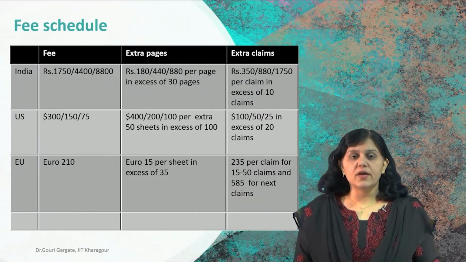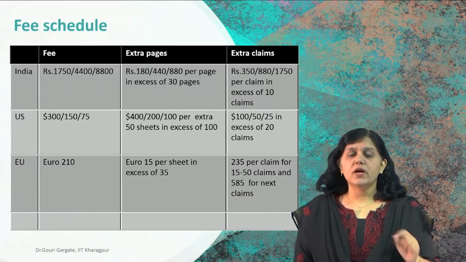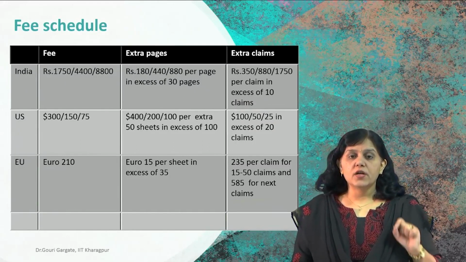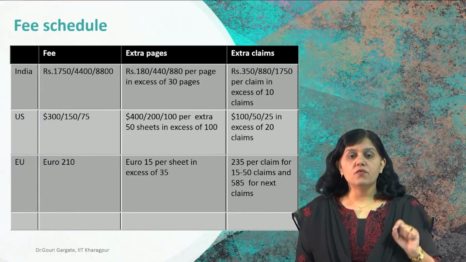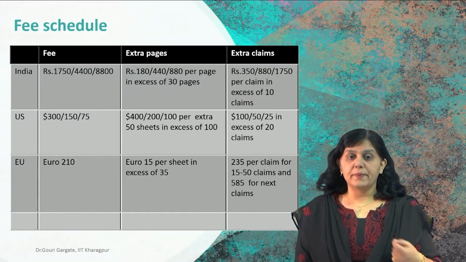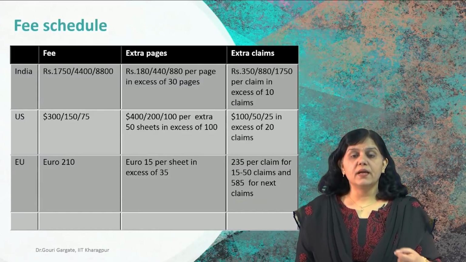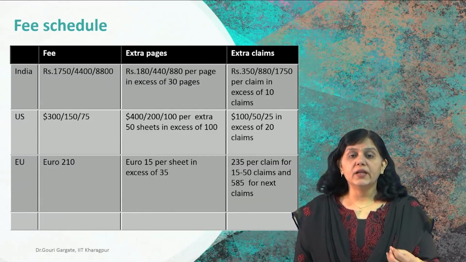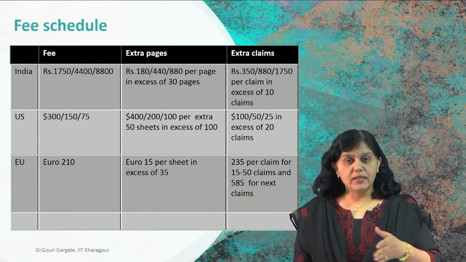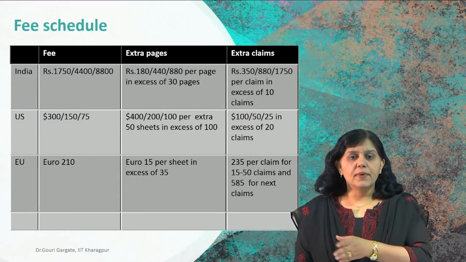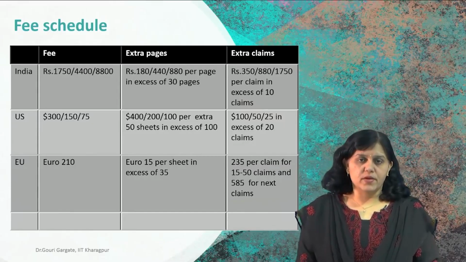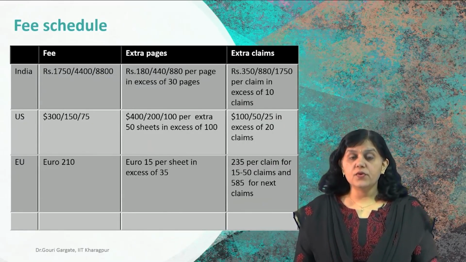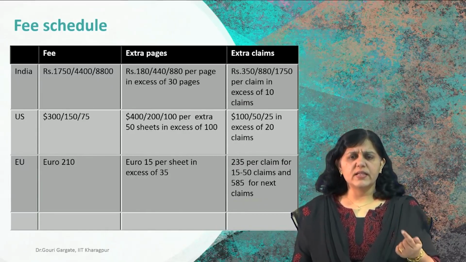Now, how much extra fee do you have to give? If you are an individual, you give 180 rupees per page or per sheet, right? If you are a small entity, you give 440 rupees per page, and if you are a big organization, MNCs, you have to give 880 rupees per page beyond that 30. So, from the 31st page, per page you have to give that extra amount. That is about the pages. What about claims? If you are thinking about claims, whether there is a limit?